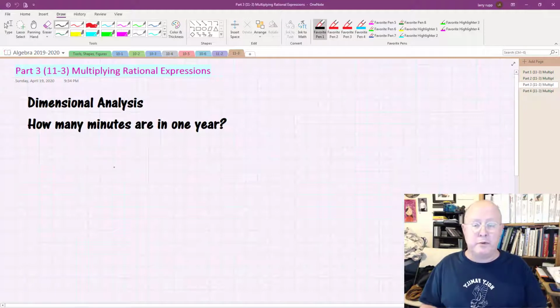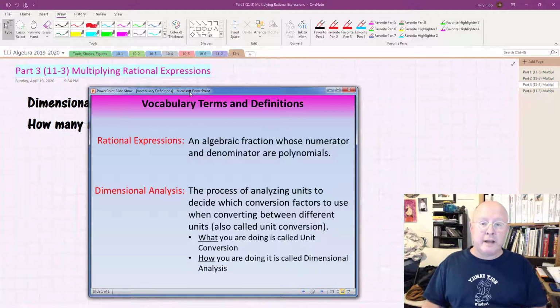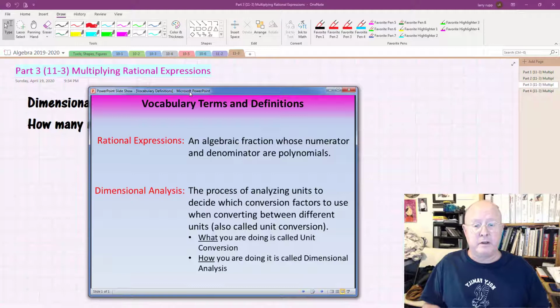Now we're going to bring in our last vocabulary term, and that is dimensional analysis. Write this down in your journals. Dimensional analysis is the process of analyzing units, the units in a problem, to decide which conversion factors to use when you're converting between different units. This is also called unit conversion, okay? So what you're doing here is called unit conversion. How you are doing it is called dimensional analysis. That's how they relate to each other. Okay. So pause the video, write this down.